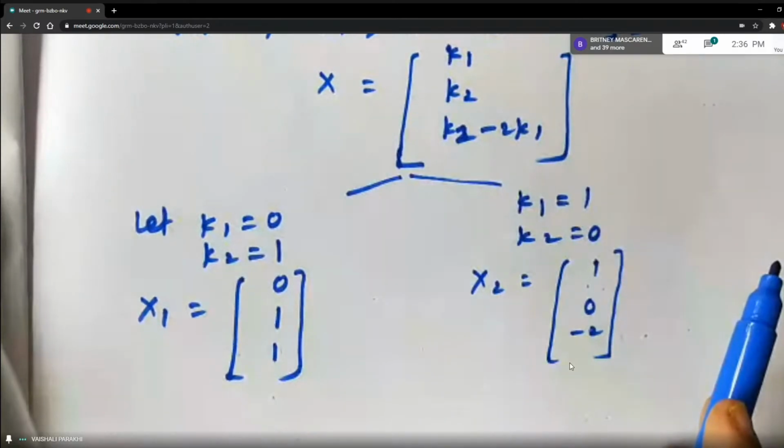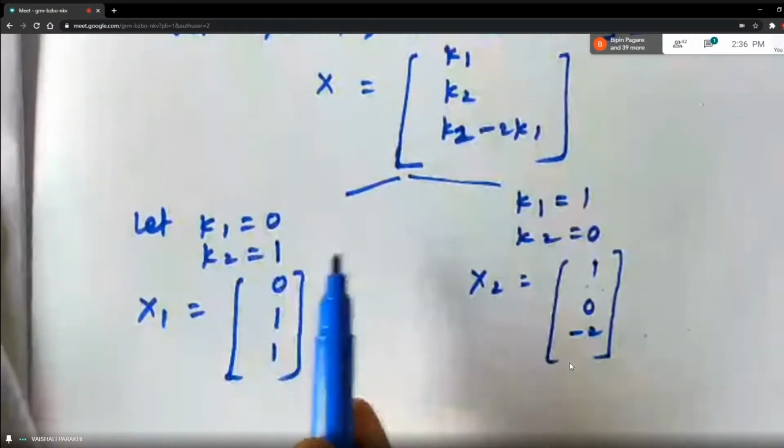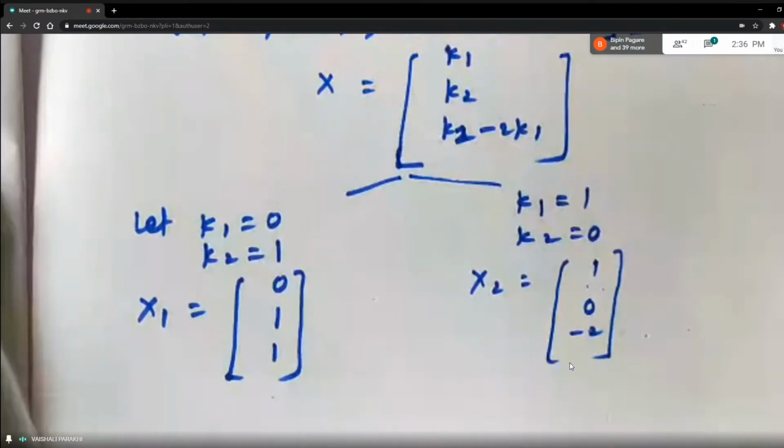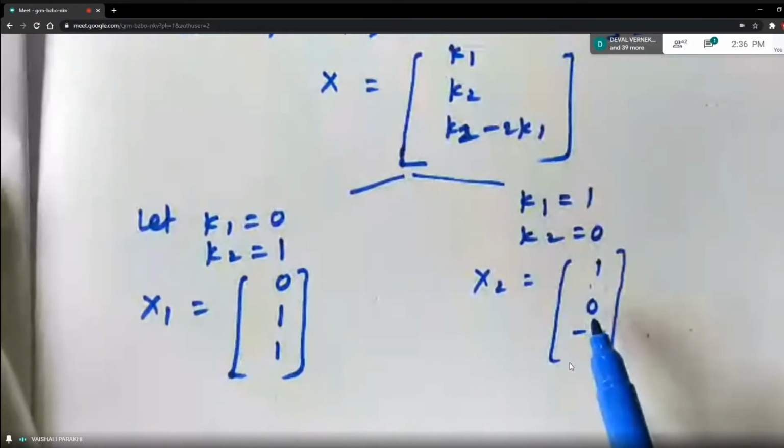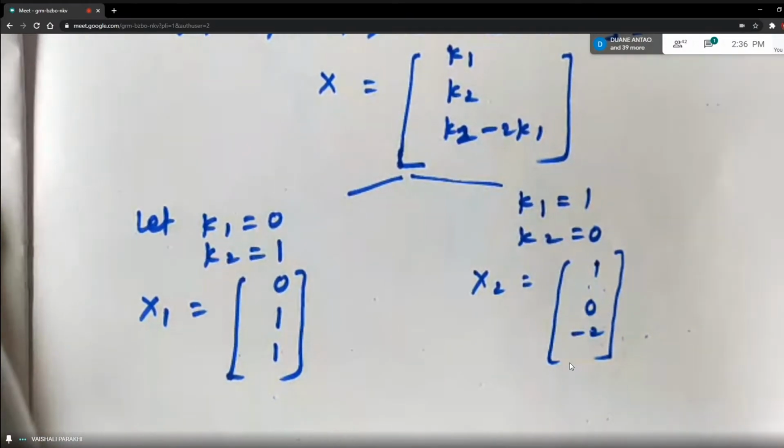Don't take 0, 0. Okay. Some students can take 2, 1. So just as the experiment, take different values. So your x1, x2 will be different. And then we will check whether our final answer is correct or not.